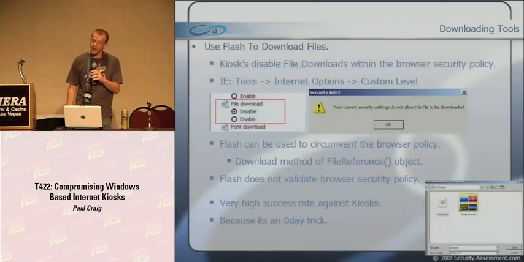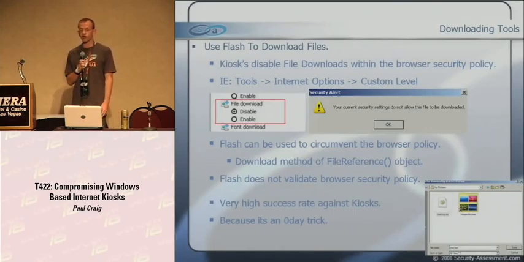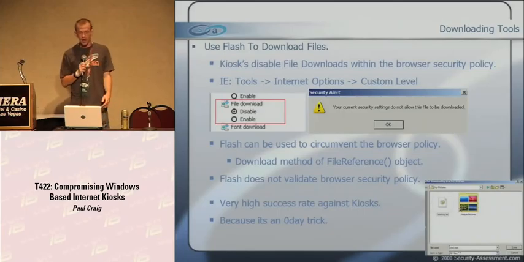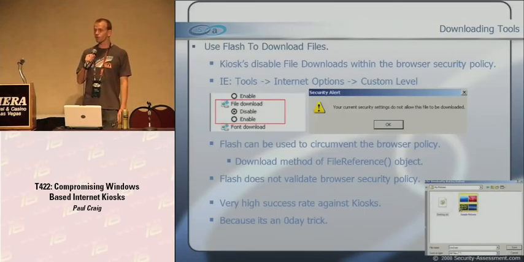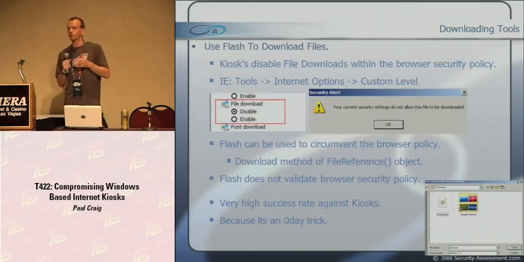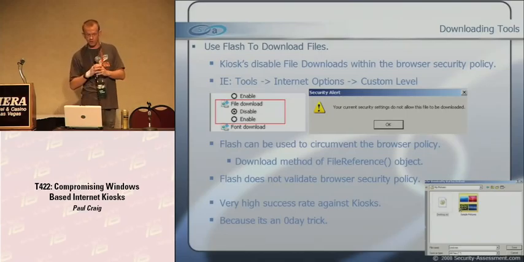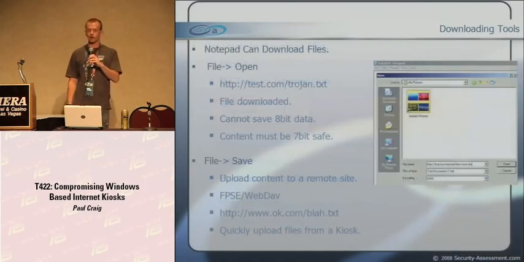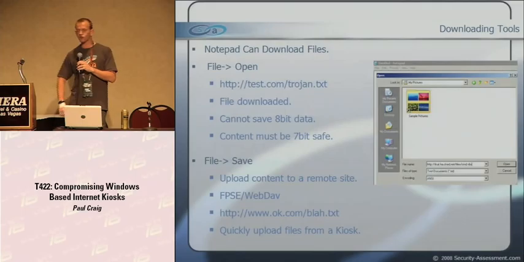You can use Flash to download files. Most kiosks disable file downloads within the browser security policy, going into IE Tools, Internet Options, Custom Level, File Download, Disable, as seen in the screenshot. You can use the Flash FileReference object to download files, and it bypasses the browser security policy. Flash doesn't actually validate the browser security policy, and it'll download files for you. This completely bypasses browser security. This is, again, another 0day trick. This is unpublished and works very, very effectively. You can also use Notepad to download files. You can go File Open in Notepad and just download a text file.